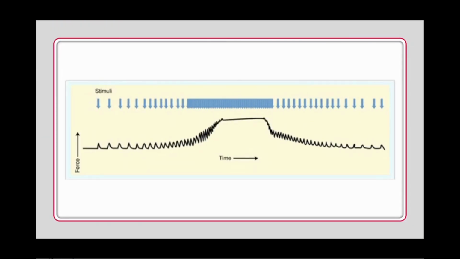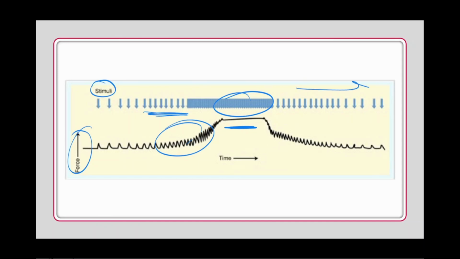So you can see here are the stimuli. Every one is a stimulus. And you can see the force of contraction here. As they start getting closer and closer together, we get that temporal summation. The contractions are getting closer and closer, and the force is getting stronger and stronger because we have a lot of stimuli going on. But if it's too much stimuli, you get summation, and you get tetany right there. And eventually, the stimuli starts to decrease again, and as it's decreasing, the muscle will start to relax and go back down to normal.